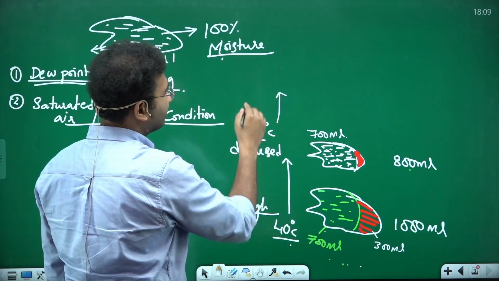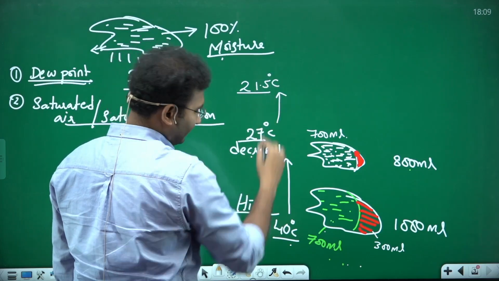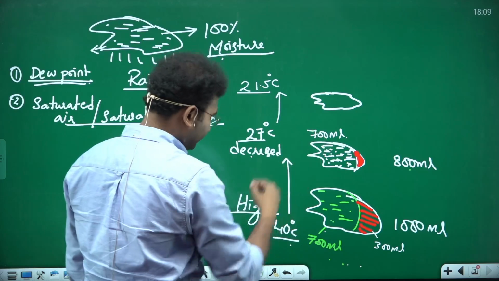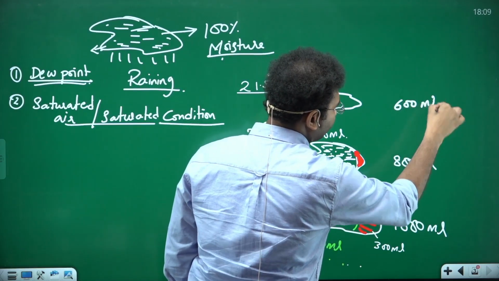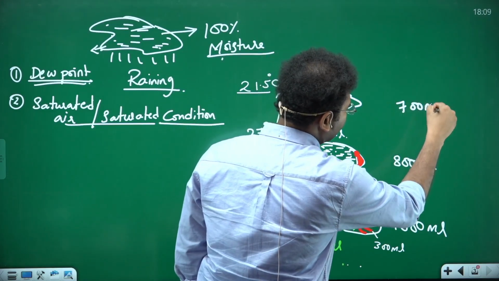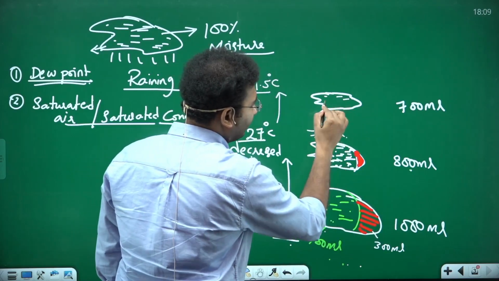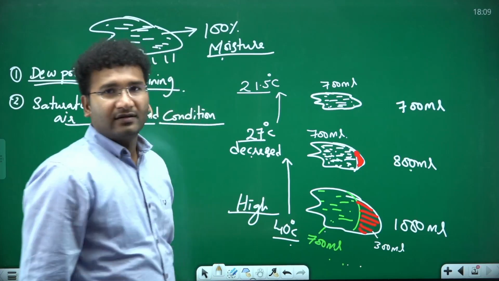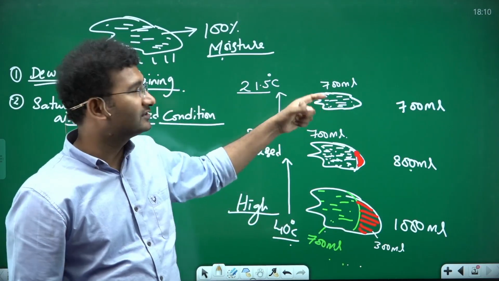I am going to reduce the temperature a little more. I am going to increase the height and reduce the temperature to 21.5 degrees Celsius. At this height, the same cloud will not be in a position to hold 800 ml. It can only hold, let's say, 700 ml of water. In such a case, the entire cloud will now be filled with 700 ml of water.